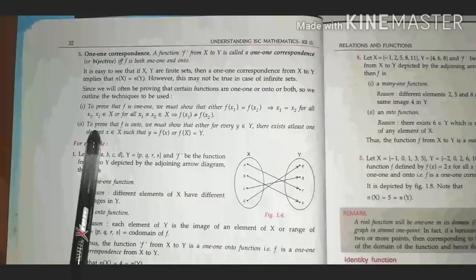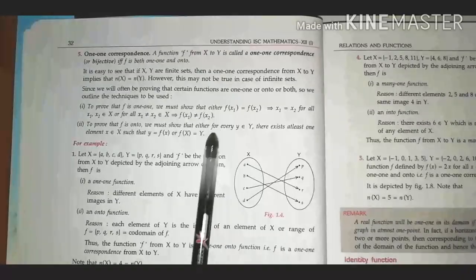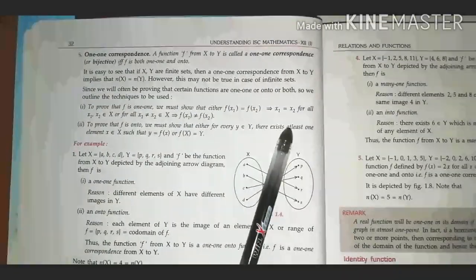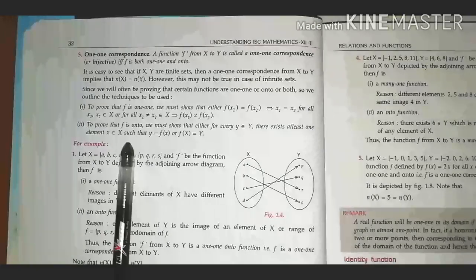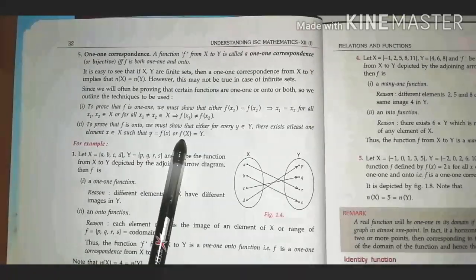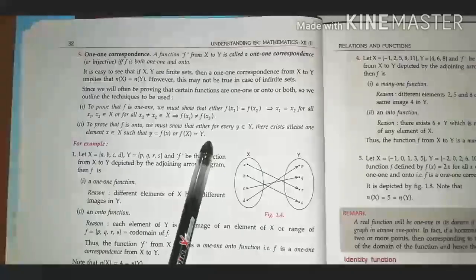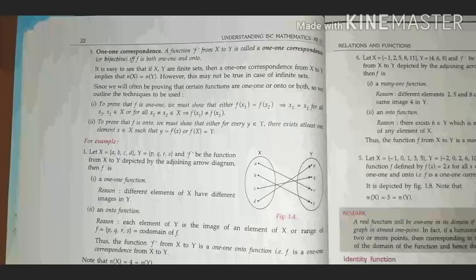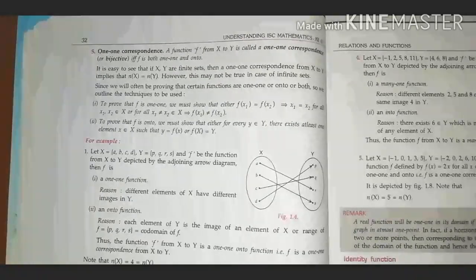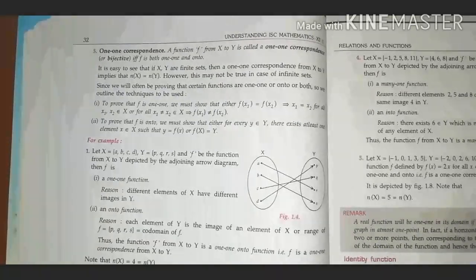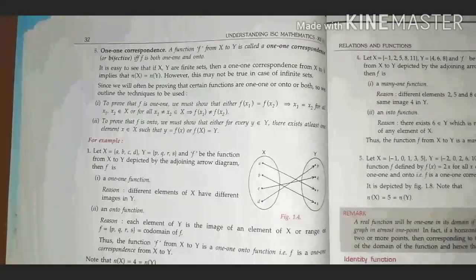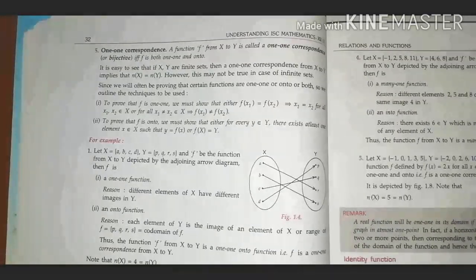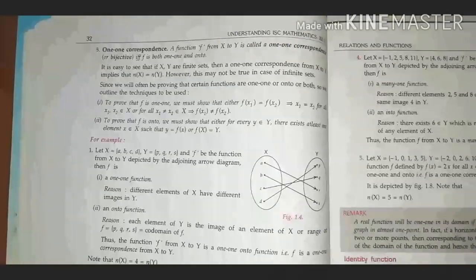Another method is to prove that f is onto. We must show that for every y belonging to Y there exists at least one element x belonging to X such that y is equal to f of x, or f of x is equal to y. It simply means we have to prove codomain is equal to range. What is the difference between codomain and range? Codomain is the collection of all elements in the second set, and range is the collection of all images.